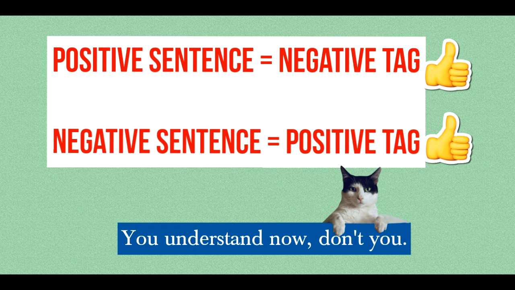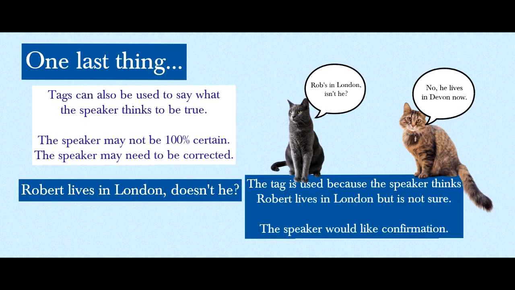You understand now? Positive, don't you? That's the negative. One last thing to learn. Tags can also be used to say what the speaker thinks is true. The speaker may not be 100% sure. They may want to be corrected if they're wrong.